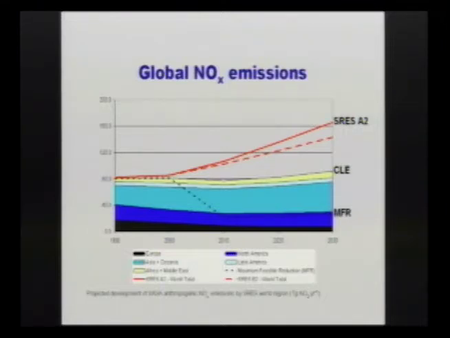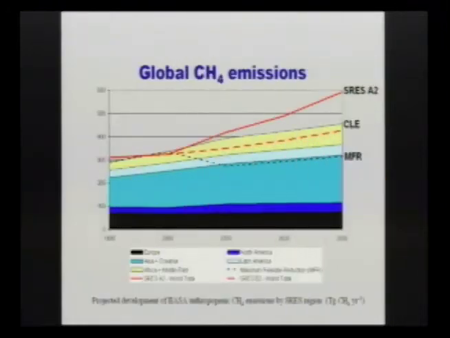Another scenario here, which is based on current legislation, shows less increase. And then people have been looking at the so-called maximum feasible reduction and have been running models based on these new scenarios. These are, again, scenarios for global methane emissions.